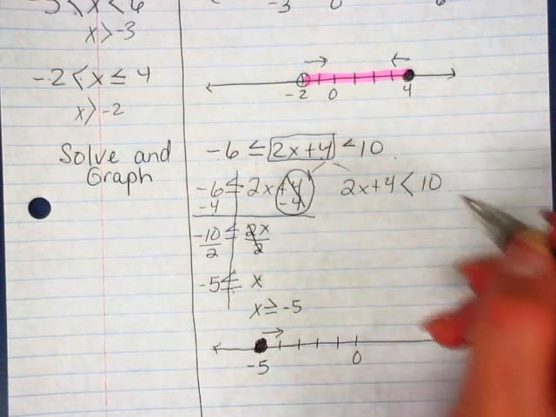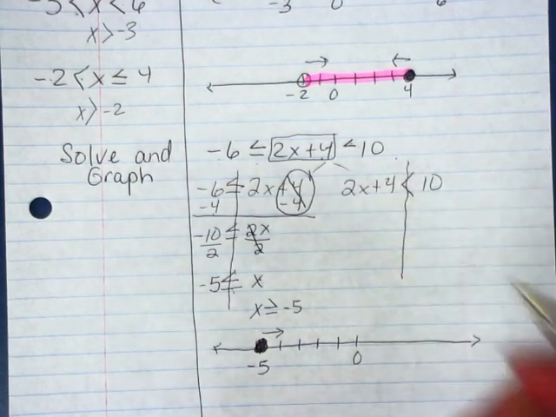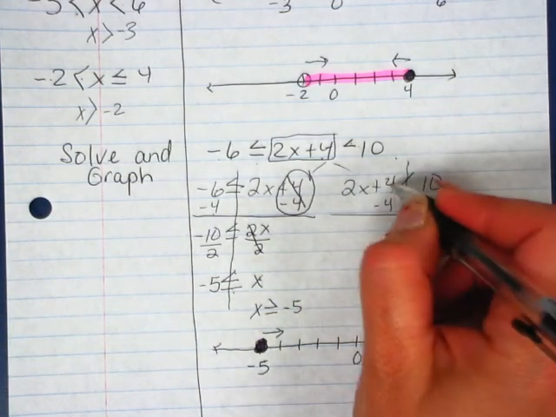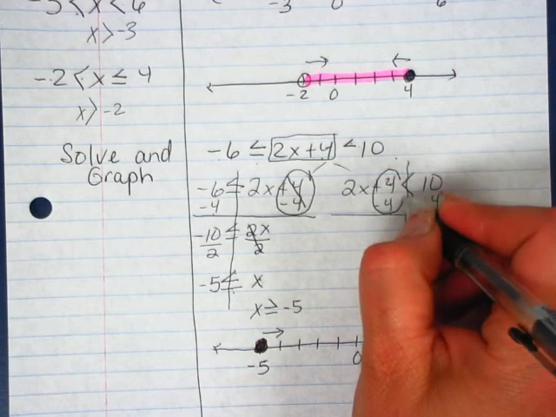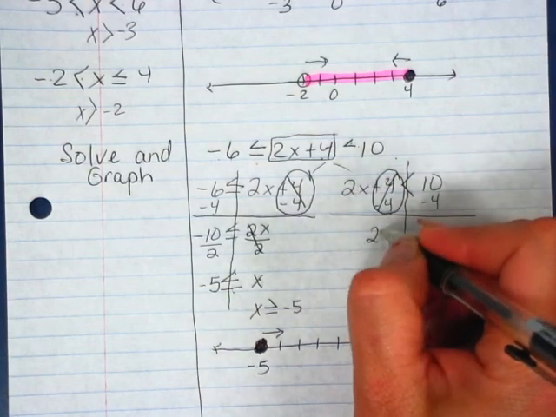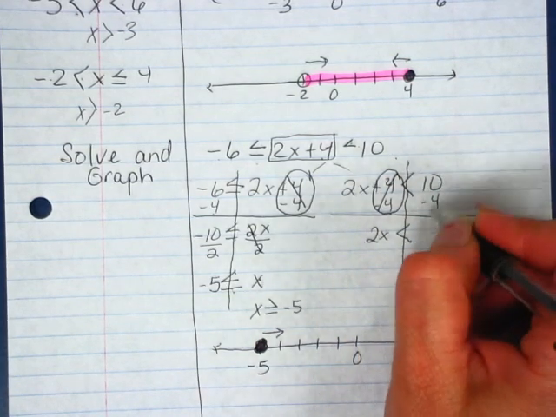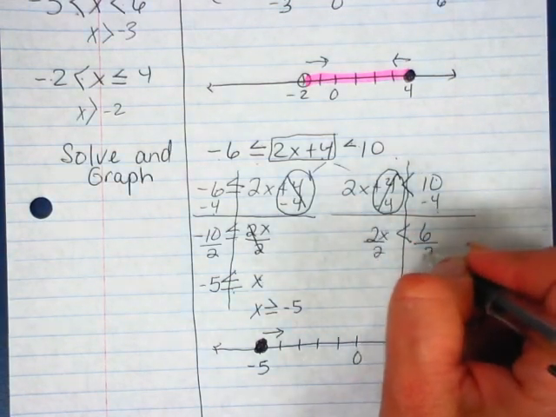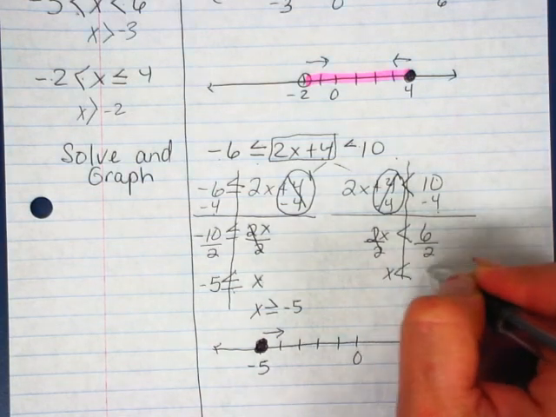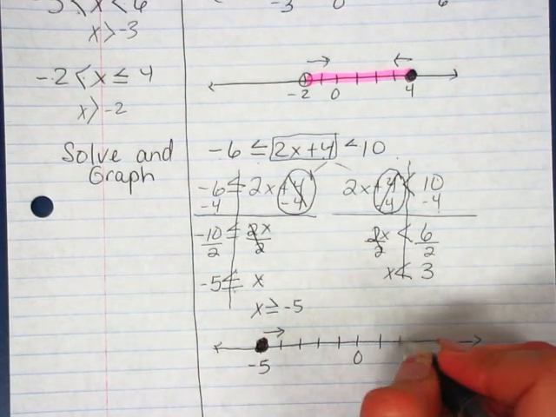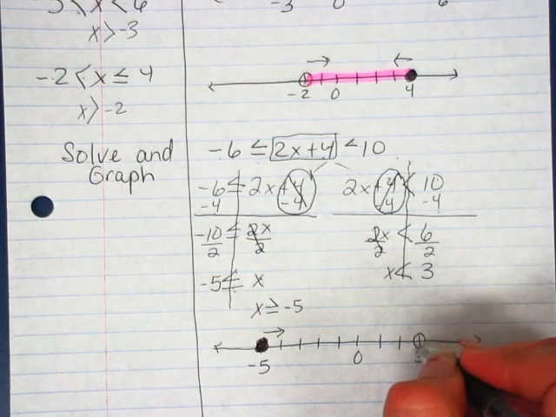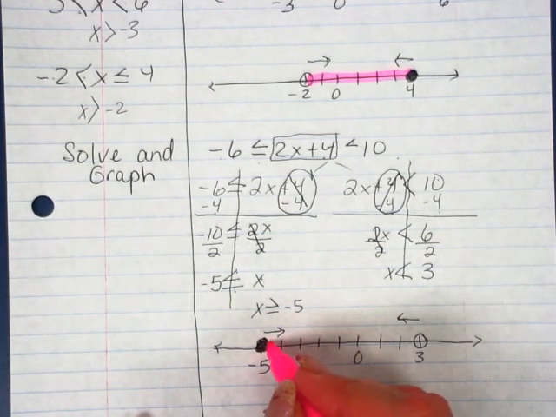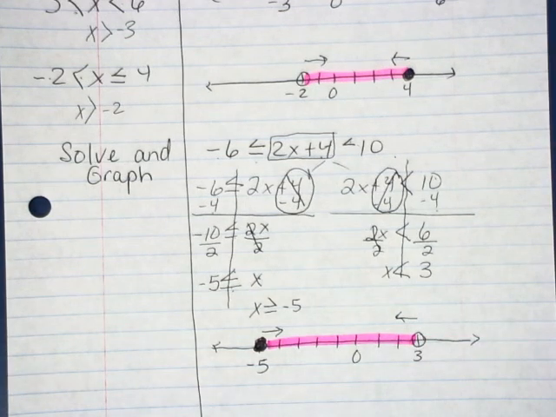So now let's try the other side. Again, mirror. You're going to subtract 4 from both sides. 4 minus 4 is 0. And you're looking at 2x is less than 10 minus 4, which is 6. Divide both sides by 2. Opposite operations. X is less than 3. So 1, 2, 3. There's my 3. Open circle. And x is less than 3. So they're going right here in between the two.